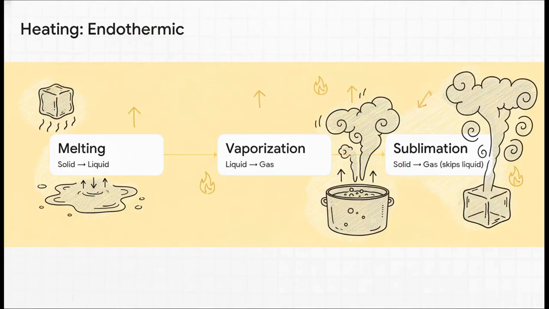Okay, so when you add energy, usually in the form of heat, you get these kinds of changes. We all know melting, right? Solid to liquid. And vaporization is liquid to gas. But then there's this really cool one called sublimation, where a solid just skips the liquid phase entirely and goes straight to a gas. The perfect example is dry ice. It never makes a puddle. It just turns into this spooky cloud of carbon dioxide gas.